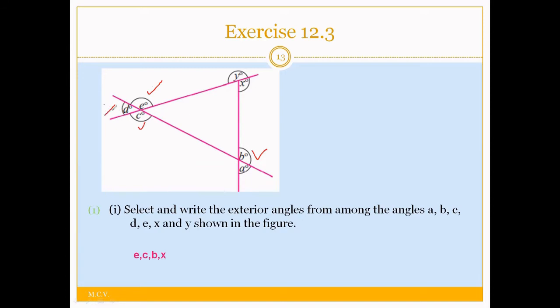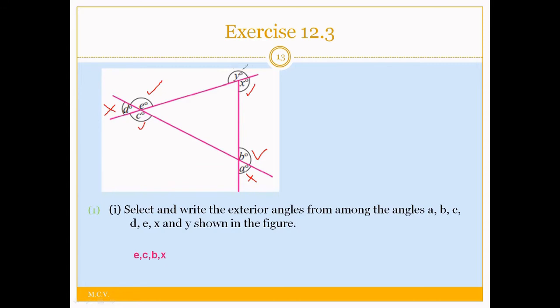So that is not exterior. This is also vertically opposite to interior angle. So this one is not exterior. One arm is arm of side of a triangle. Other arm is produced line. So this is exterior.